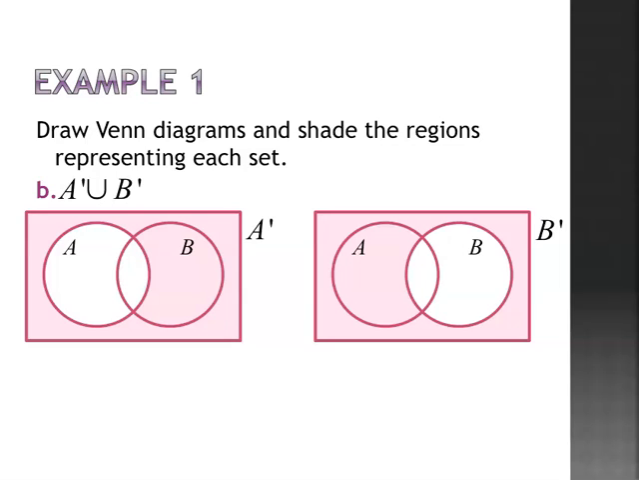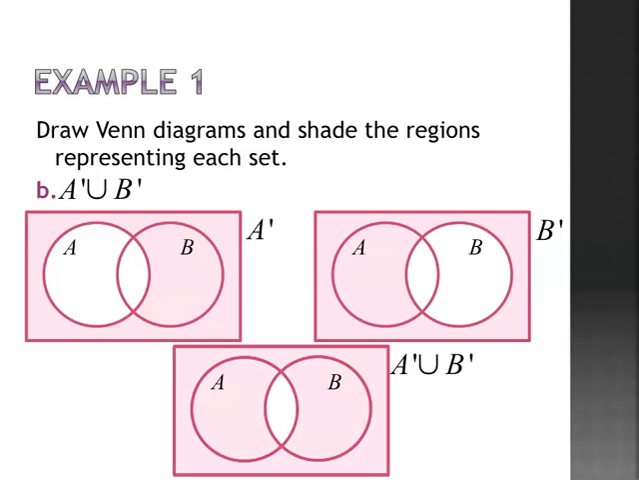Now the union of those two sets means I'm going to combine everything that's shaded in A prime and everything that's shaded in B prime. It looks like the only thing that's not shaded in either of those is the intersection of A and B. So if we are to find the union of these two sets, that would be everything other than the tiny little section in the middle that is going to be shaded.